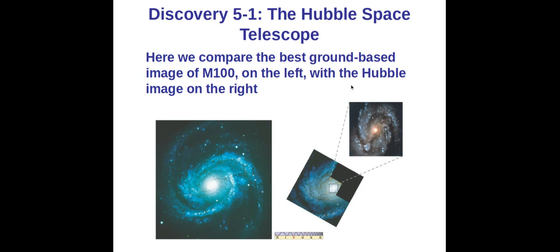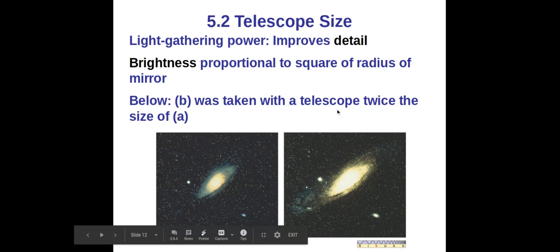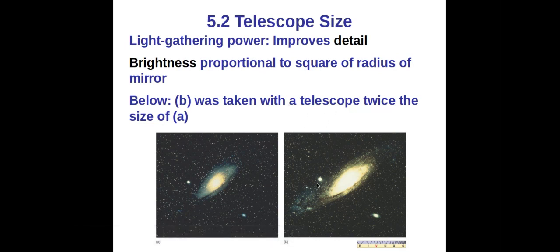So here we compare the best ground-based telescope image of M100, which is a galaxy, on the left with the Hubble image on the right. And you can just see much, much clearer, more defined with the larger mirror and being out in space. So with telescopes, the light gathering power improves detail. So size does matter with telescopes. The brightness is proportional to the square of the radius of the mirror. So this B was taken with a telescope twice the size of A. You can see it's much bigger, brighter, much more detail involved.